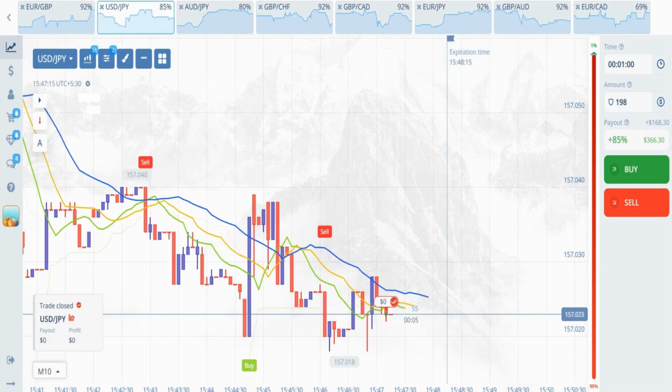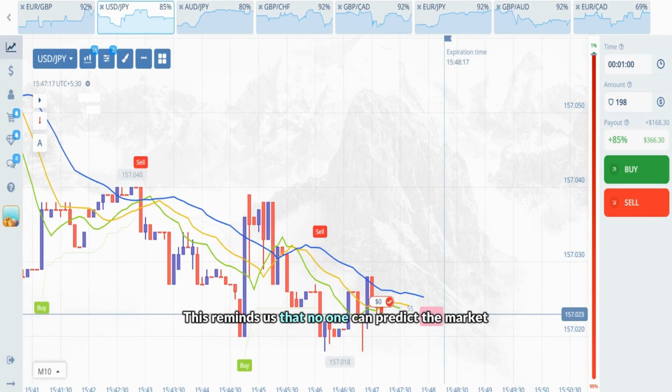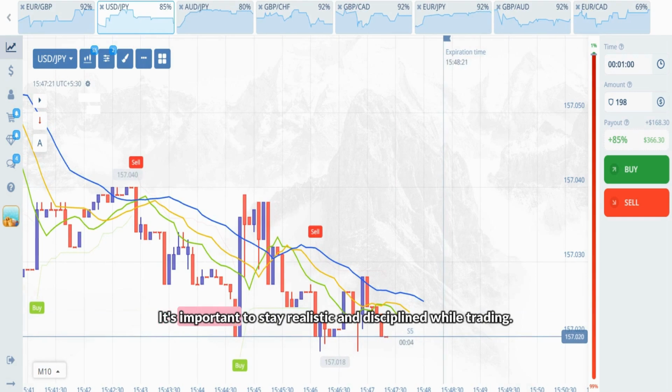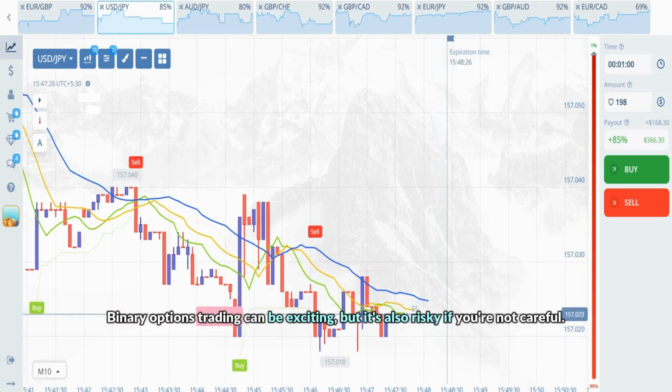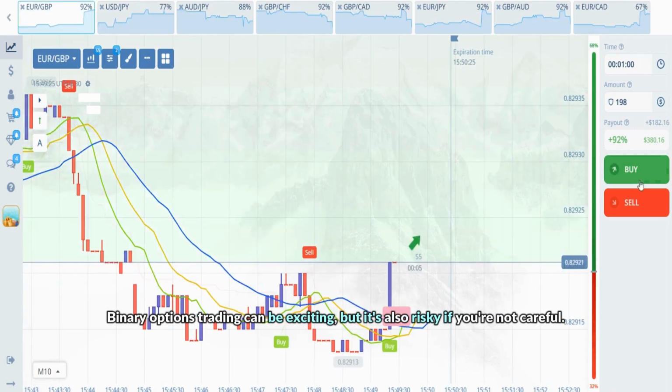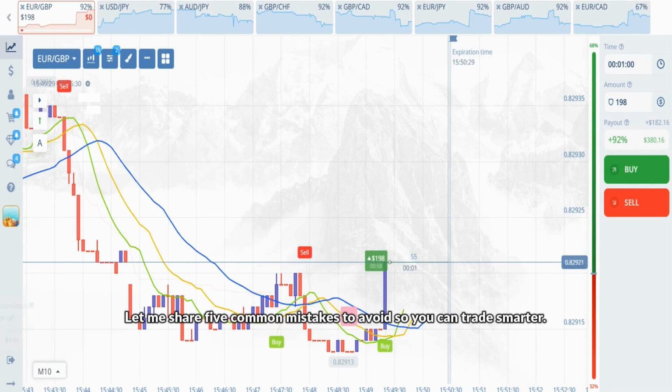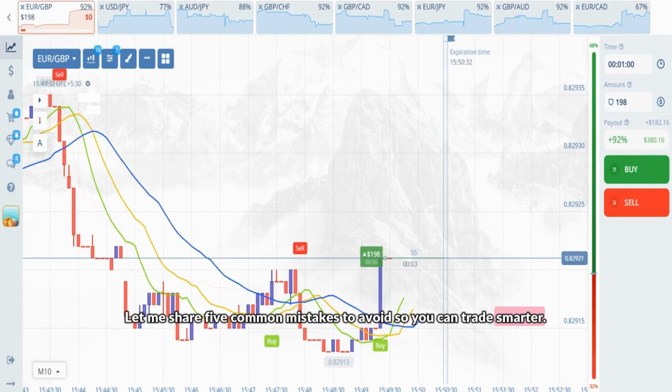We've lost this trade. This reminds us that no one can predict the market and no strategy can work 100% of the time. It's important to stay realistic and disciplined while trading. Binary options trading can be exciting, but it's also risky if you're not careful. Let me share 5 common mistakes to avoid so you can trade smarter.